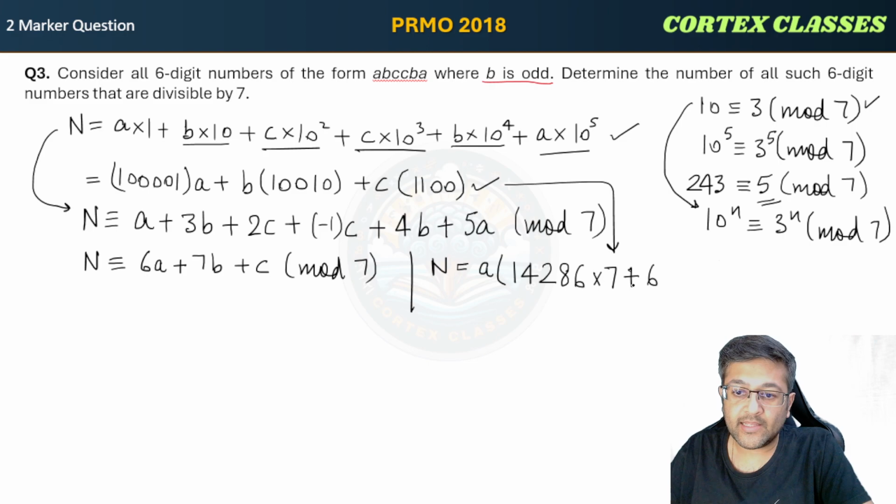You know, you can write it like this. So you can see कि ये वाला number तो divisible by 7 हो गया ना. So I've broken it down. 14286 into 7 plus 6. That is this number जो A का coefficient था.